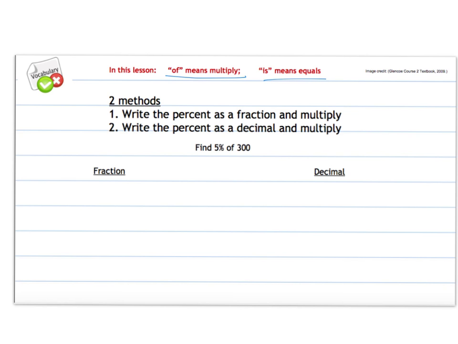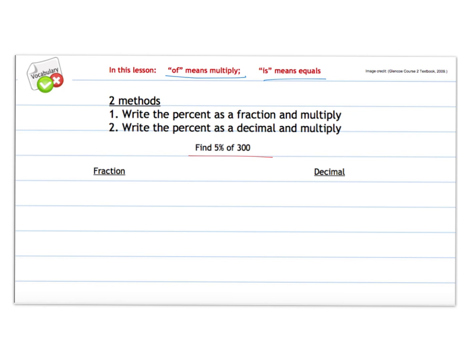So there are two methods that we can do to find percent of a number, and that is write the percent as a fraction and multiply, or write the percent as a decimal and multiply. So we're dealing with those fraction, decimal, percent equivalencies that we've looked at before, and we'll continue to practice. So method one would be as a fraction.